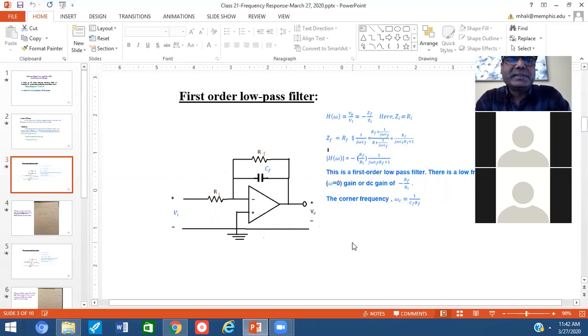If you see the circuit, there is an operational amplifier, which you have studied in DC circuit analysis. There is input impedance, which is Ri. And you see the feedback path. There is a parallel resistor Rf and a parallel capacitor Cf. The input voltage is Vi and the output voltage is Vo. Now, based on that, let's have a look at the transfer function of it.